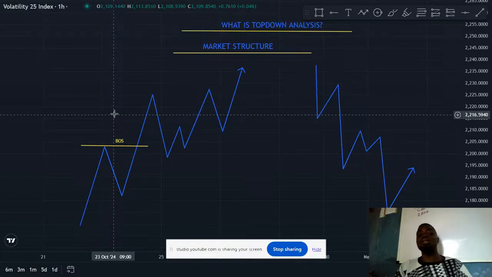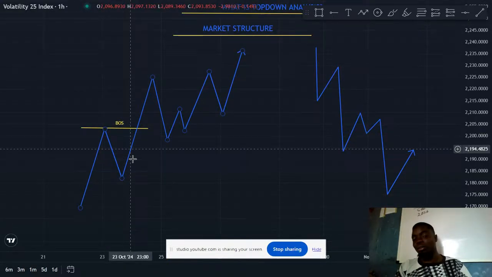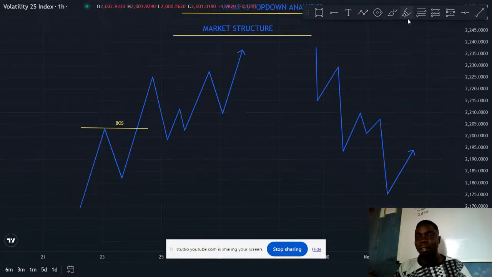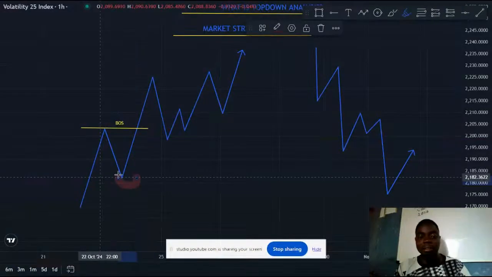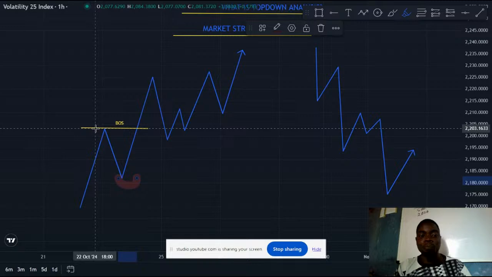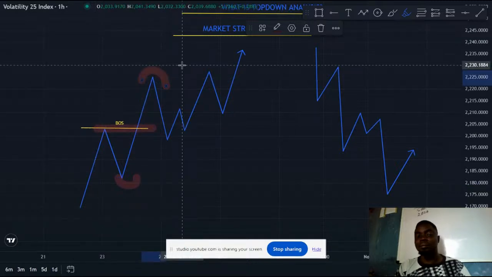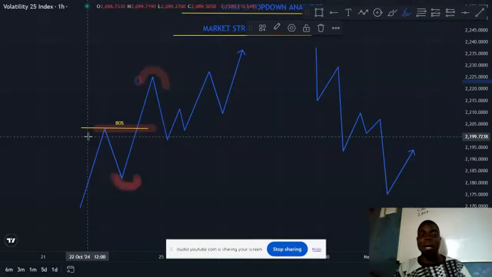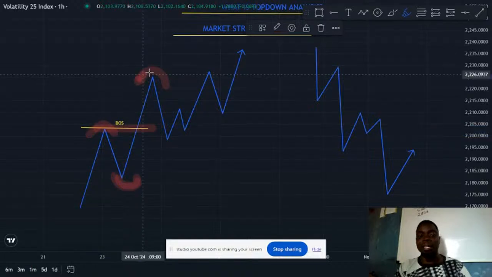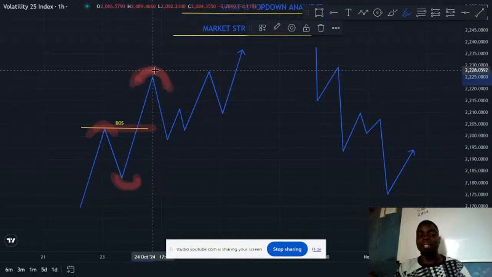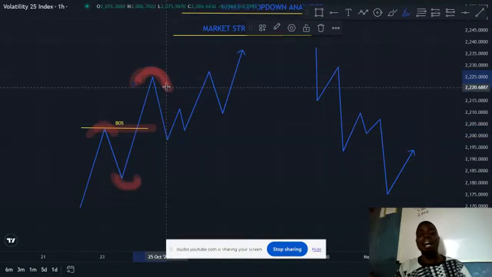Now, what qualifies this as a break of structure is that this low here broke this high to form this high here. So technically, because this low has done the job by breaking this high to form this high here, this high here is now what we call a higher high, and then this low is now what we call what? A higher low.